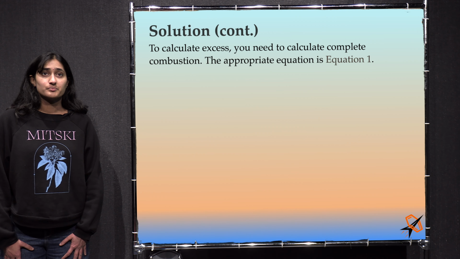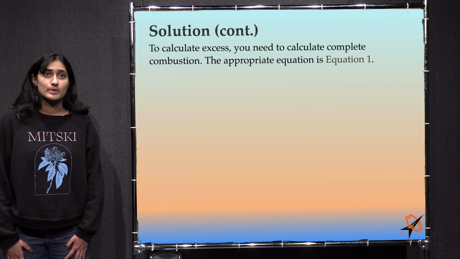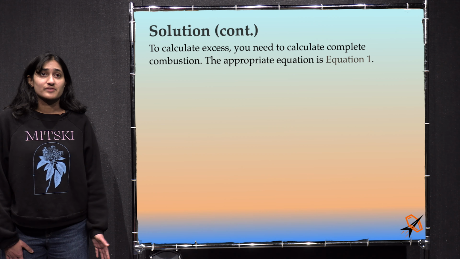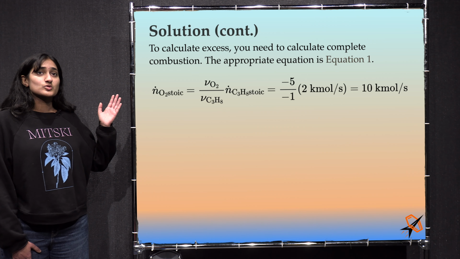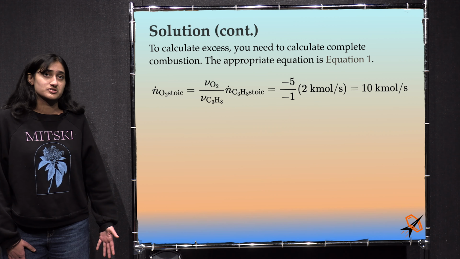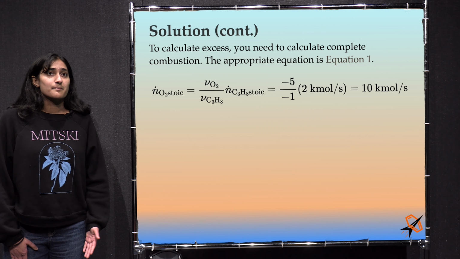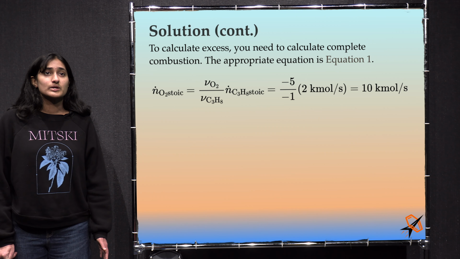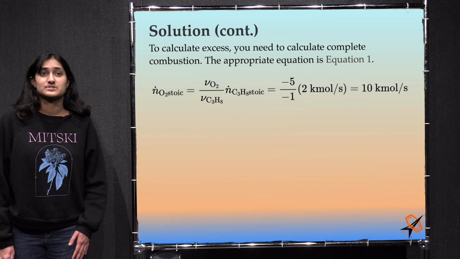In order to solve the problem, we are going to have to calculate the excess air, so we need to calculate the stoichiometric or the theoretical air. I hope it won't be too confusing if I intermix stoichiometric and theoretical in this set of calculations. First, the stoichiometric flow rate of oxygen is going to equal the ratio of the stoichiometric coefficients of oxygen and propane times the flow rate of the propane. Substituting in, we get -5 over -1 times 2 kmols per second, which gives us the stoichiometric flow rate of oxygen is 10 kmols per second.